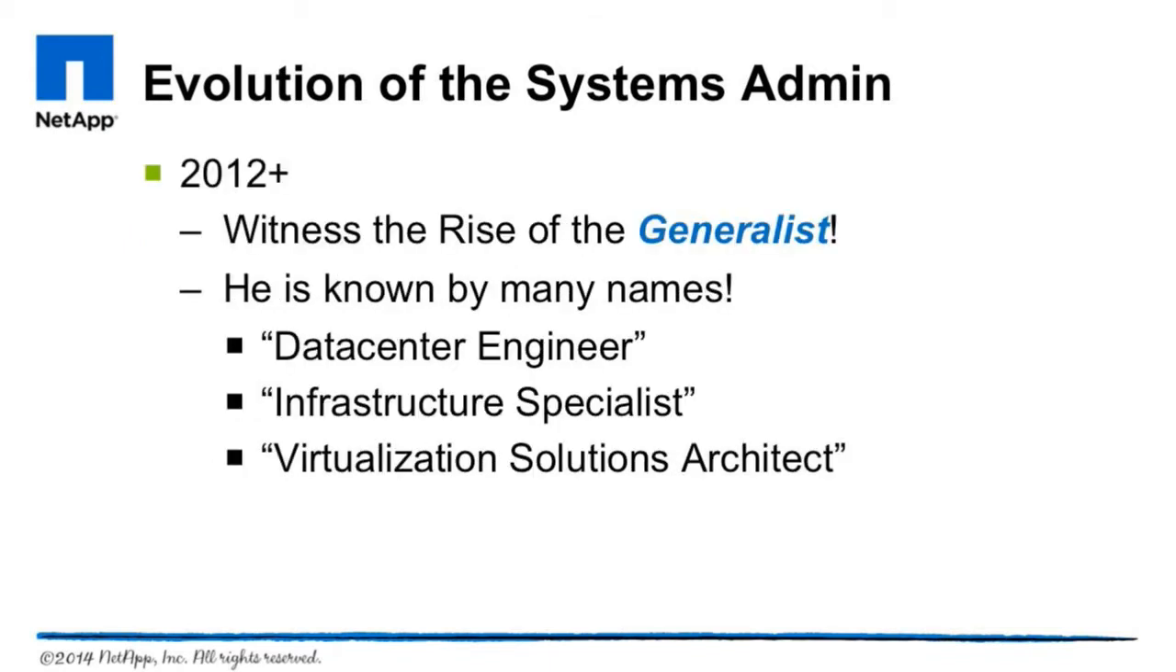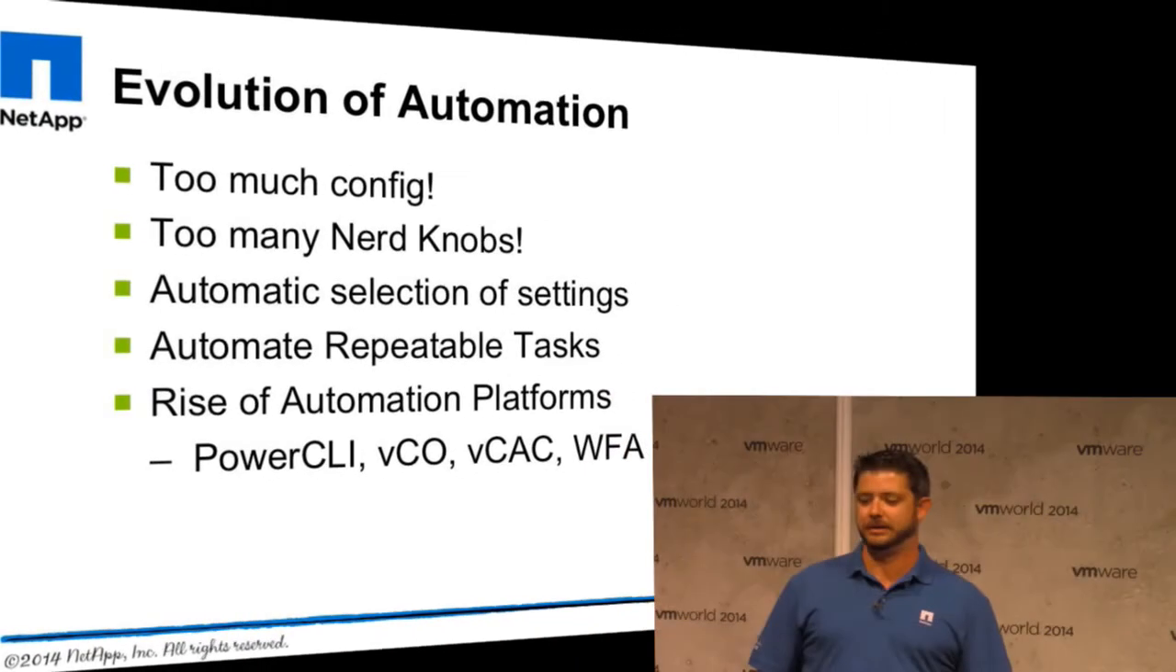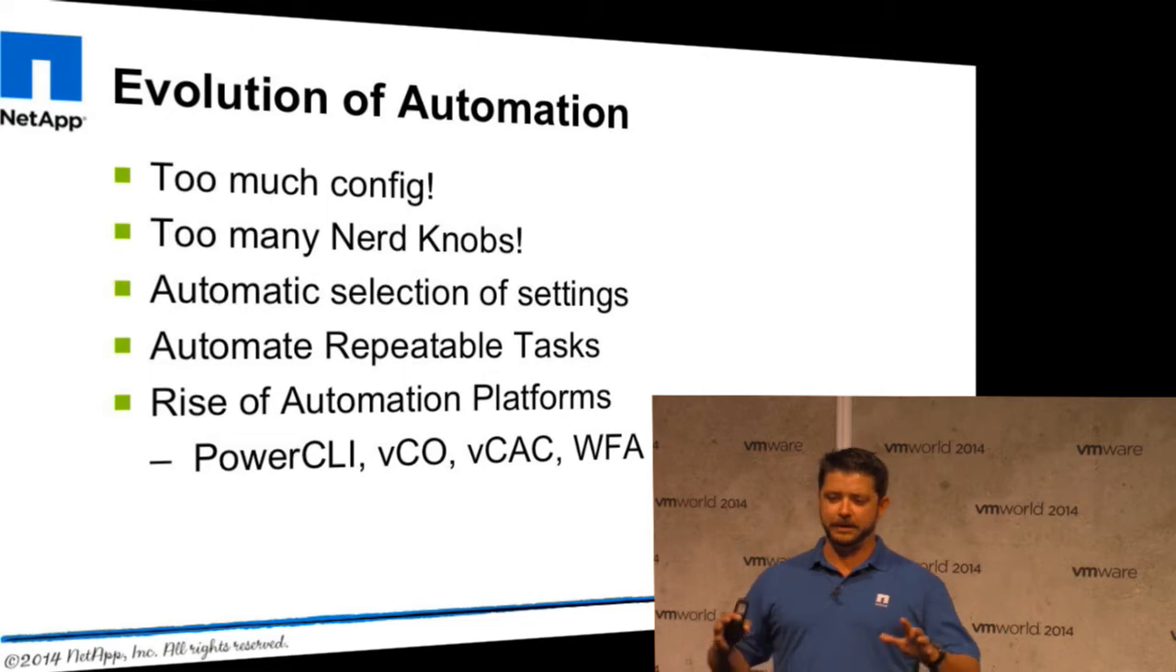So 2012 and beyond, from my perspective, this was the rise of the generalist. He's known by many names. He's a data center engineer, a cloud specialist, an infrastructure specialist, or even a virtualization solutions architect, which is myself. The problem with this is that there was just too much config, right? This brings on the world of automation.